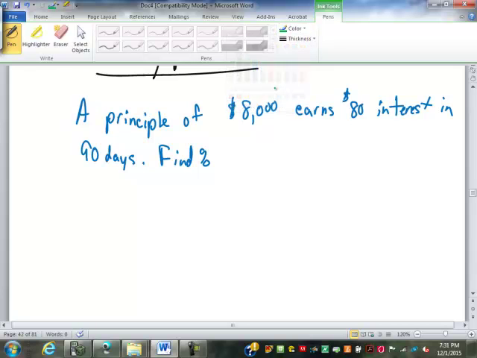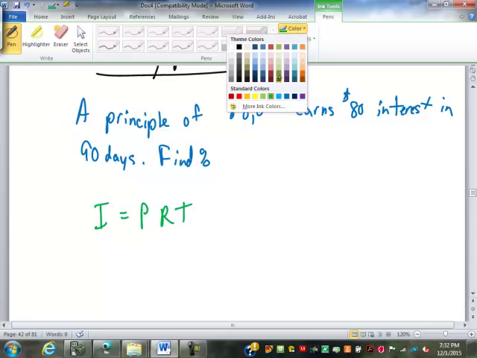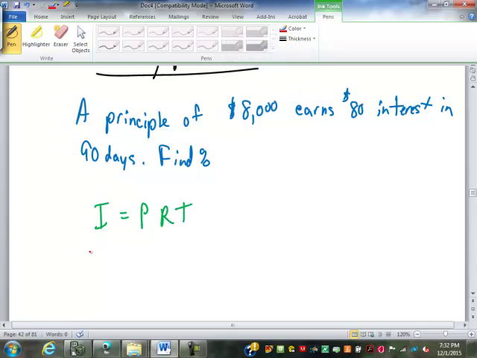So from that, I equals PRT. We know I, the amount of interest, is $80. Our principal is $8,000. Looking for the rate, and our time is 90 days, 90 over 360. It does not say otherwise, so we assume ordinary interest.